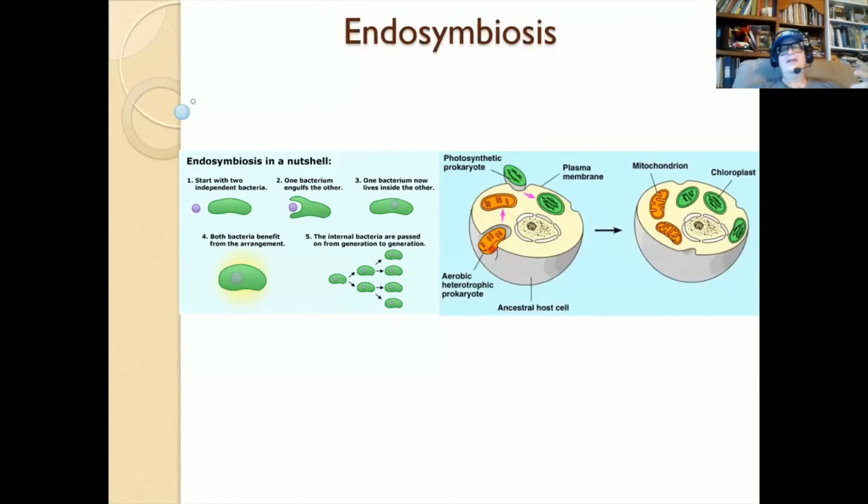Endosymbiosis, the idea is pretty simple. You have two simple cells, a little one and a big one. And the big one takes the little one inside. And then instead of digesting it, it keeps it.